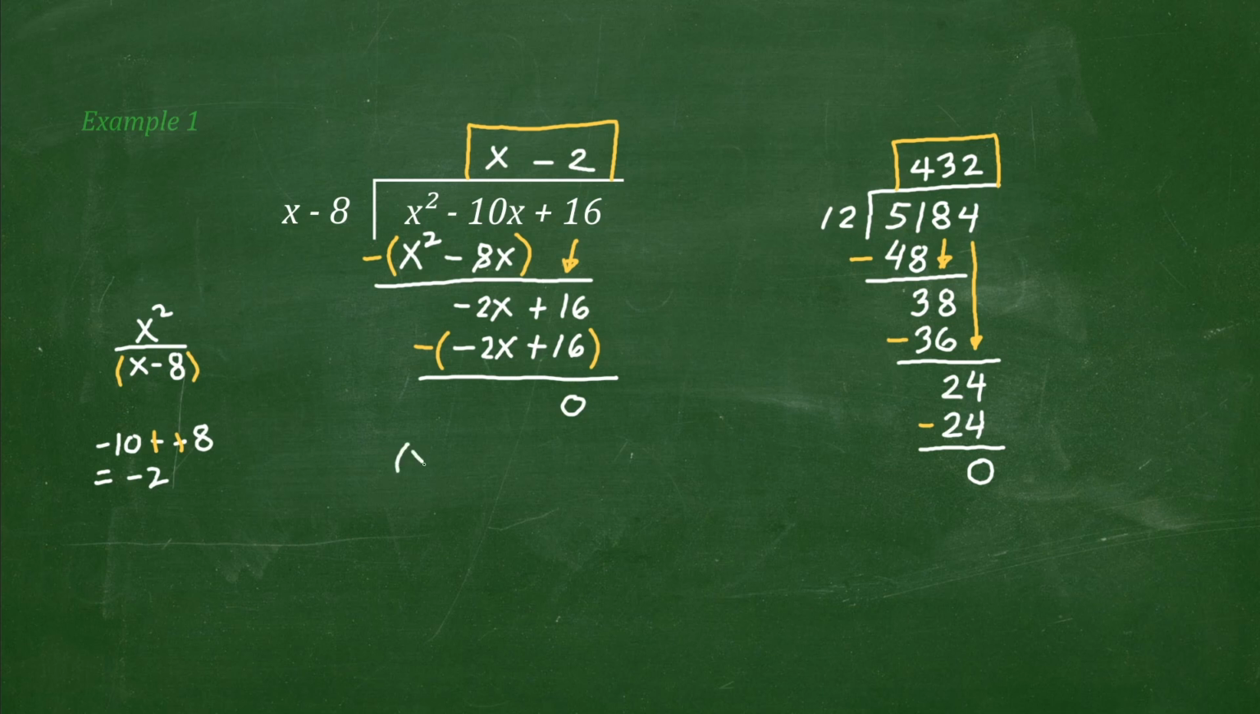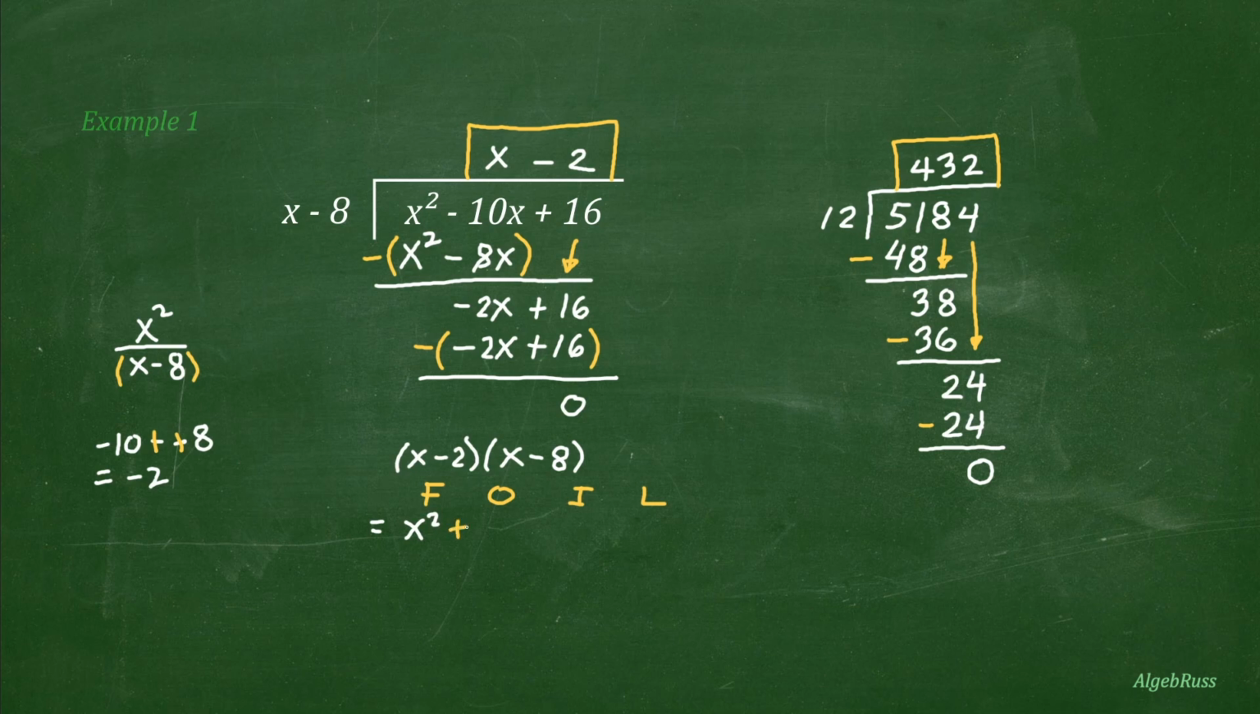Let me copy this binomial. So we have x minus 2 times x minus 8. Multiplying these two. So recall, how do you multiply binomials again? It's a technique called FOIL. FOIL stands for first, outer, inner, last. Okay, let's multiply then our first terms first. So these are the first terms. x times x is x squared.